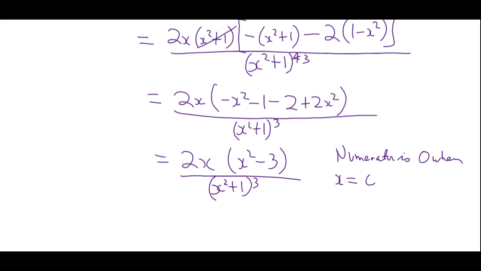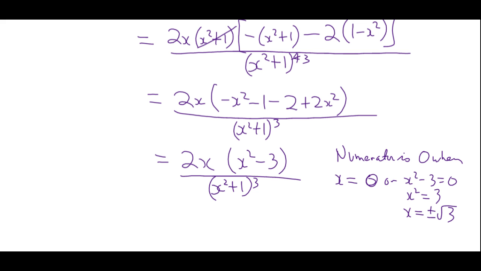Either when x is 0 or x squared minus 3 equals 0, which means x squared is equal to 3, which means x is plus or minus root 3. So we've got 3 values to look at, which means 4 intervals: negative root 3, 0, and positive root 3. So we're going to be looking at 4 intervals: below negative root 3, between negative root 3 and 0, between 0 and positive root 3, and above root 3.